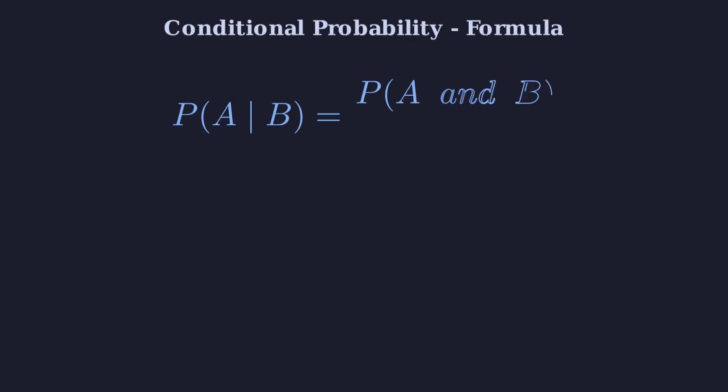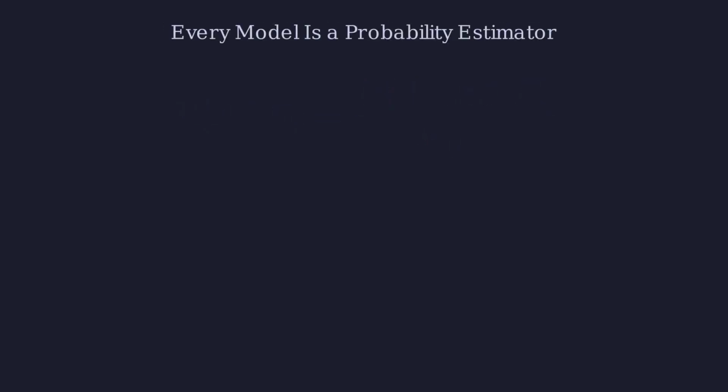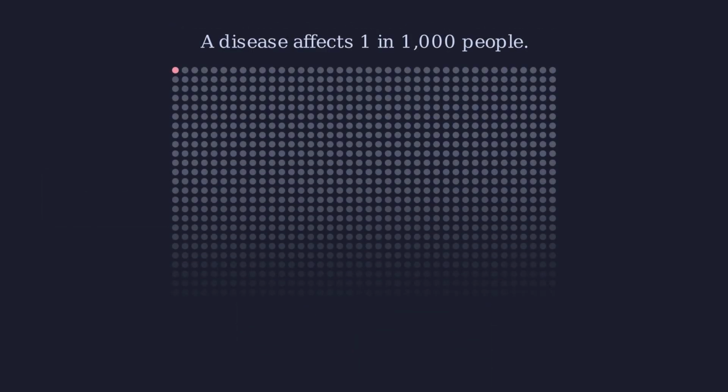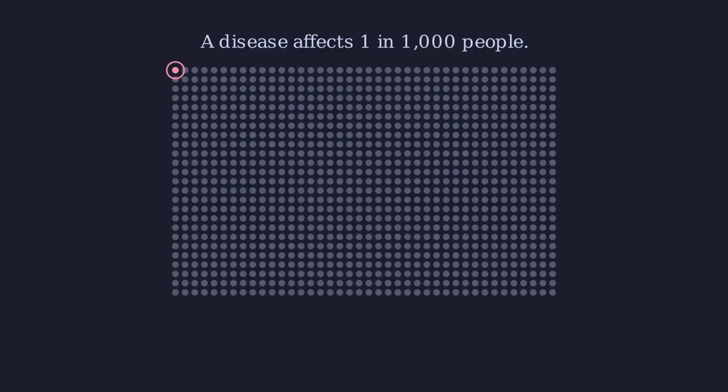The formal formula is P of A given B equals P of A and B divided by P of B. Conditional probability is everywhere in data science. Every model is essentially estimating a conditional probability. A spam classifier estimates P of spam given the words in the email. Understanding this changes how you think about models. They are not black boxes making decisions. They are probability estimators.